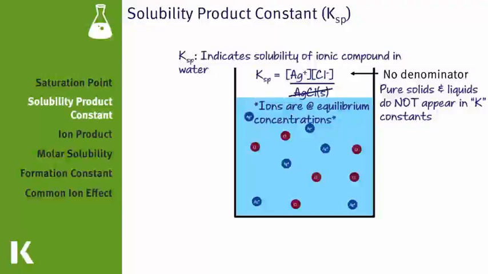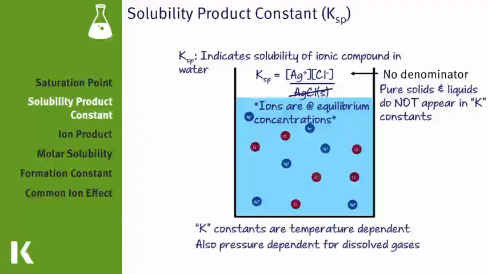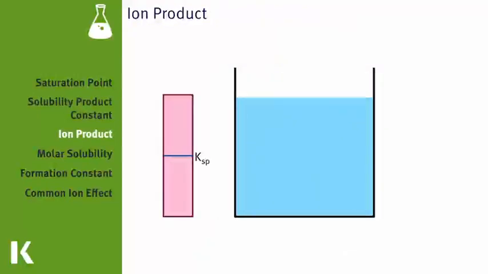Another carryover from the rules of equilibrium constants is that these constants, KSP included, are temperature dependent, and that also means pressure dependent if dealing with gases. Changing the temperature will change the value of K. And in general, with KSP, increasing the temperature will increase the solubility of solids. KSP is constant for a given temperature. The value doesn't change, it simply describes the equilibrium state.